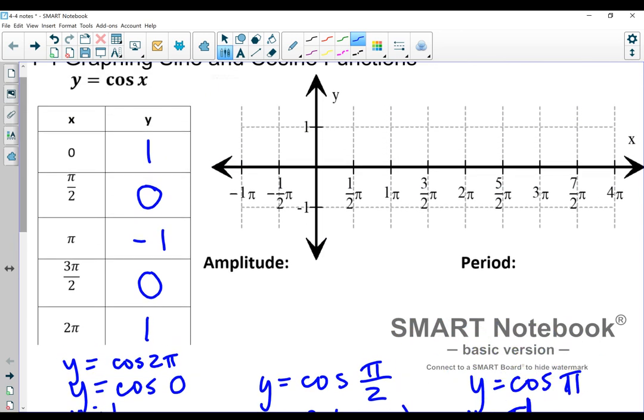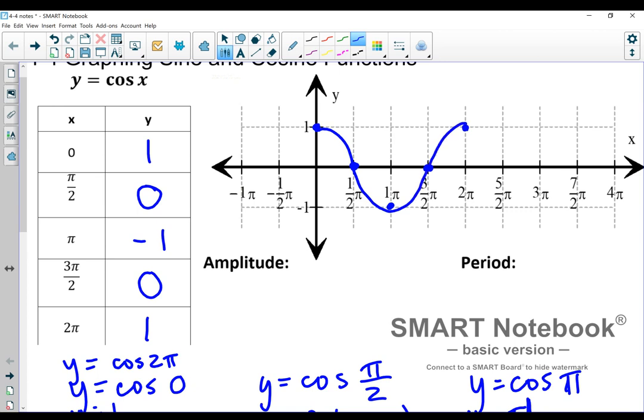So now I'm going to go ahead and plot this. At 0, my y is 1, so I'm up here. And then at pi over 2, my y value is 0, so I'm in the middle. And then at pi, I'm at -1. And then at 3 pi over 2, I'm back up in the middle. At 2 pi, I'm up at 1. So it goes up, middle, down, middle, up.